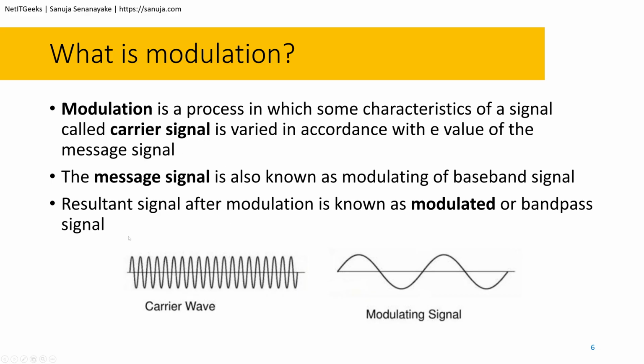carrier signal. The resultant signal after modulation is known as the modulated or bandpass signal. The message signal is known as the modulating or baseband signal, and the carrier signal is varied in accordance with the value of the message signal. Again, you just need to know how basic signaling works.